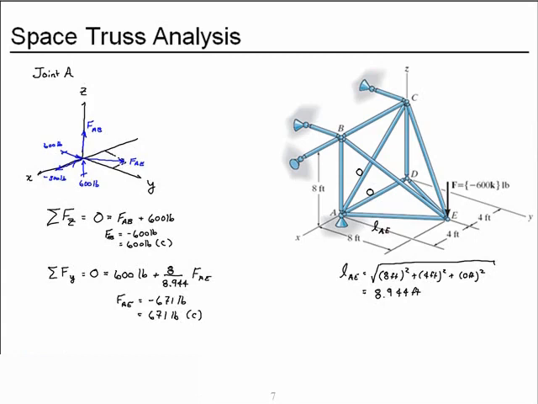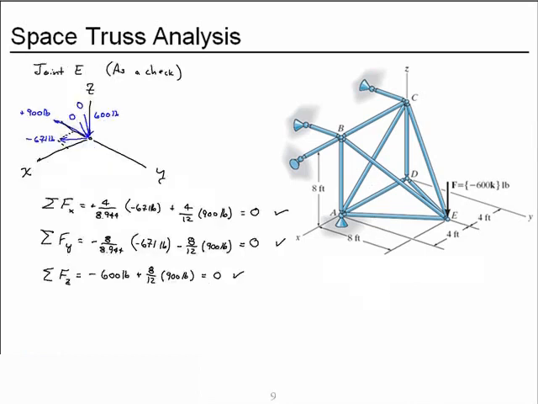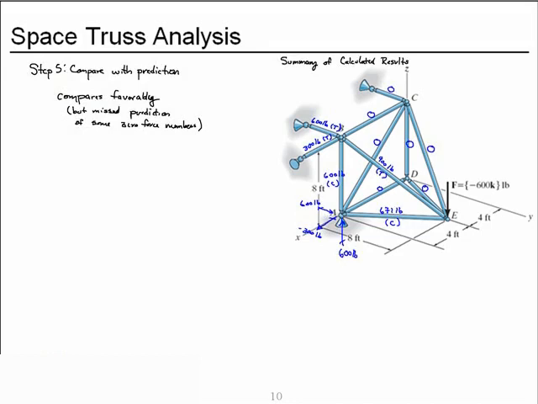We then moved to joint A where there were only 2 unknown members, and we calculated those. Both of them turned out to be in compression. We then moved to joint B to get our last unknown member force in member BE, and it turned out to be in tension. And then we went to joint E as a check, and each of the 3 equations of equilibrium turned out to be 0. We then summarized all of the calculated results, compared them with our prediction, and concluded that we have reasonably predicted the force in each of the members and determined whether they would be in tension or compression. Well done.